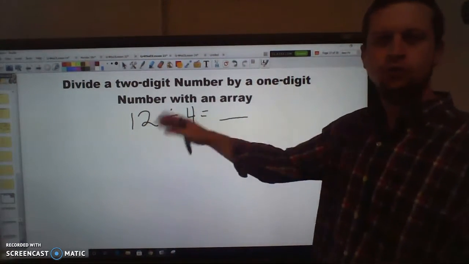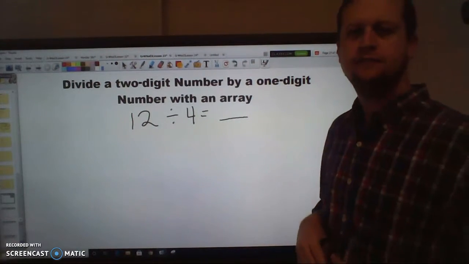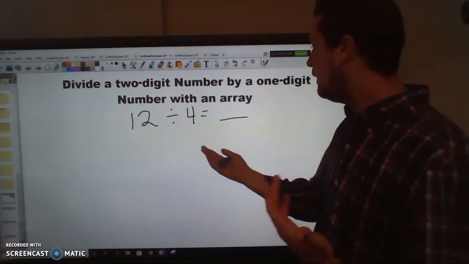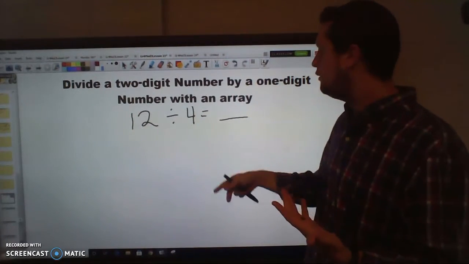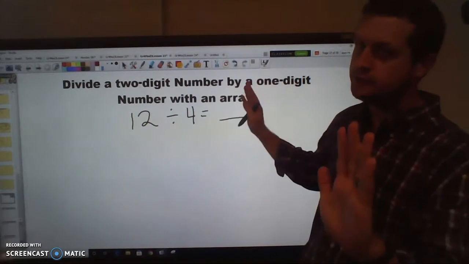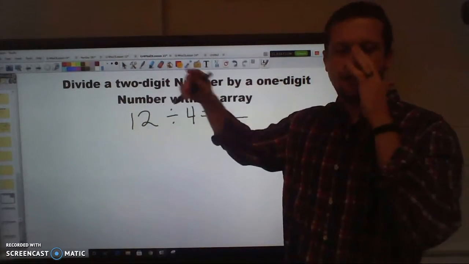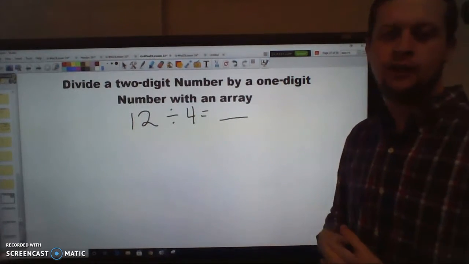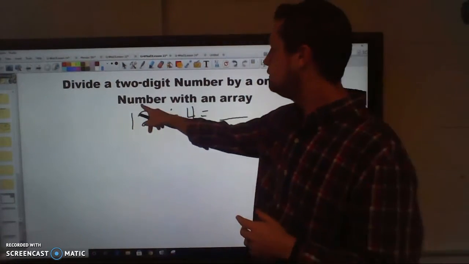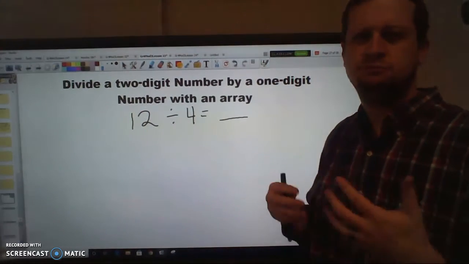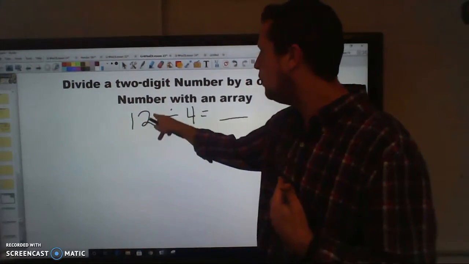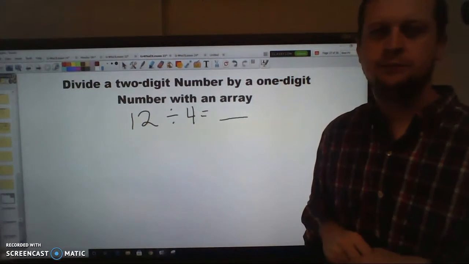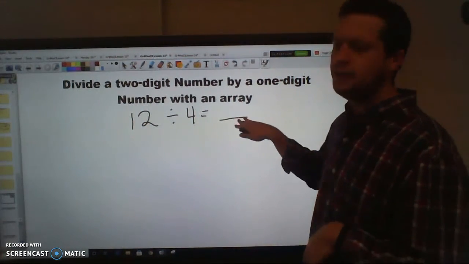Now, you might be able to do this already because you know your basic facts, because the opposite of division is multiplication. So you might know, well, I know that 4 times, I'm not going to say the answer yet, 4 times something gives me 12. Well, we're going to take a look at what an array is going to look like. Okay, so 12 is our dividend. You probably hear me say that word some. So 12 is the dividend. 4 is the divisor. We're trying to find our quotient.